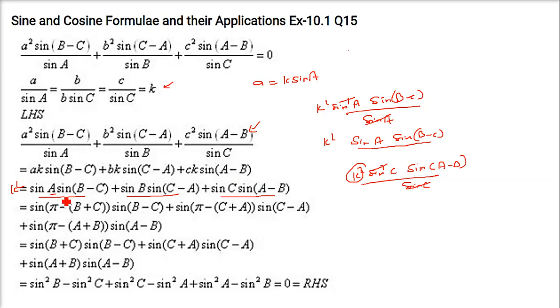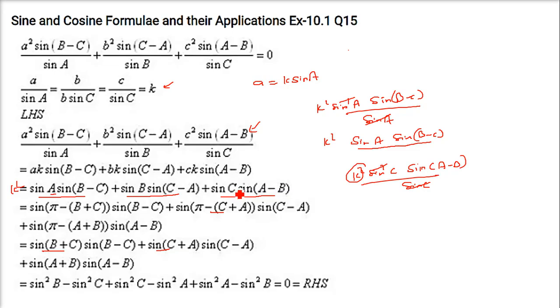This A can be written as pi minus B plus C, because A plus B plus C is pi. So this is sin of pi minus B plus C, and you know sin pi minus theta, sin 180 minus theta is sin theta only. Similarly here also, B can be written as pi minus C plus A, but sin 180 minus theta is sin theta only, so you get sin C plus A here. Here you have C can be written as pi minus A plus B, because A plus B plus C is 180 degrees, A plus B plus C is pi. So what you can do?